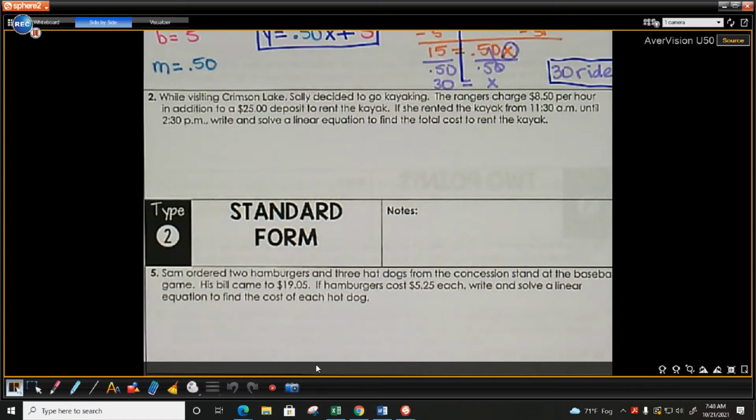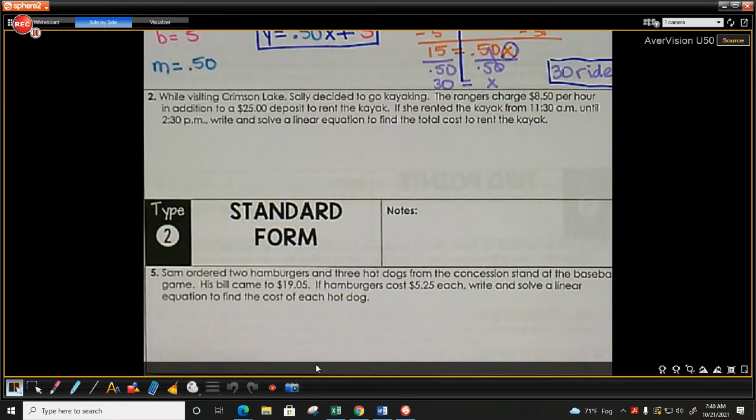Okay, number 2. Alex, will you read number 2 for me, please? While visiting Kingston Lake, Valley decided to go kayaking. The rangers charged $8.50 per hour, in addition to a $25 deposit to rent a kayak. If she rented the kayak from 11:30 a.m. until 2:30 p.m., write and solve a linear equation to find the total cost for the kayak.